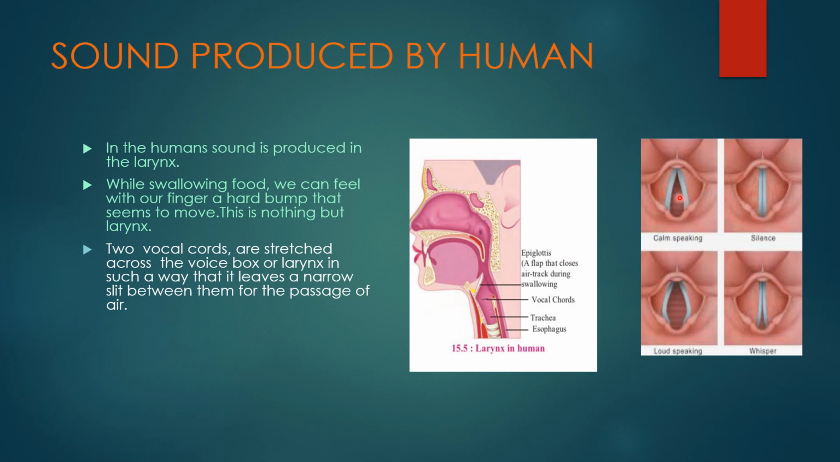The vocal cords are arranged in such a way that they leave a narrow slit between them in the larynx, the voice box, for the passage of air. This is the narrow slit, the air passage, and here we can see it.